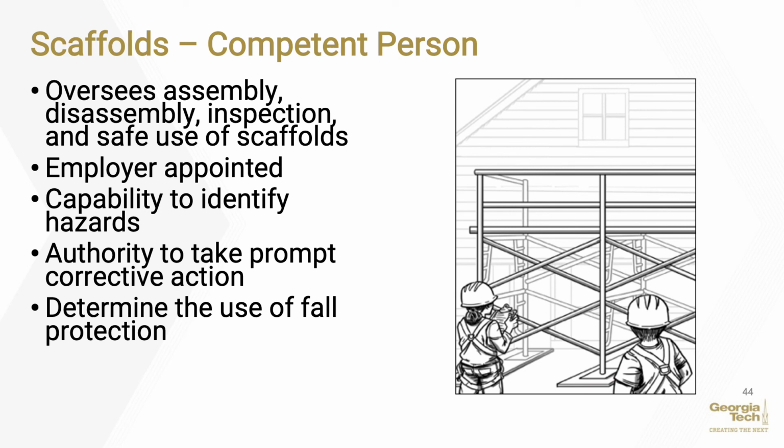The competent person oversees assembly, disassembly, inspection, and safe use of scaffolds. They must train all employees who erect, disassemble, move, operate, repair, maintain, inspect, or work on scaffolds. The process for designating an employee as the competent person includes having the person appointed by the employer. The competent person must have the capability to identify hazards, they must execute the qualified person's design, and they must have the authority to take prompt corrective action.